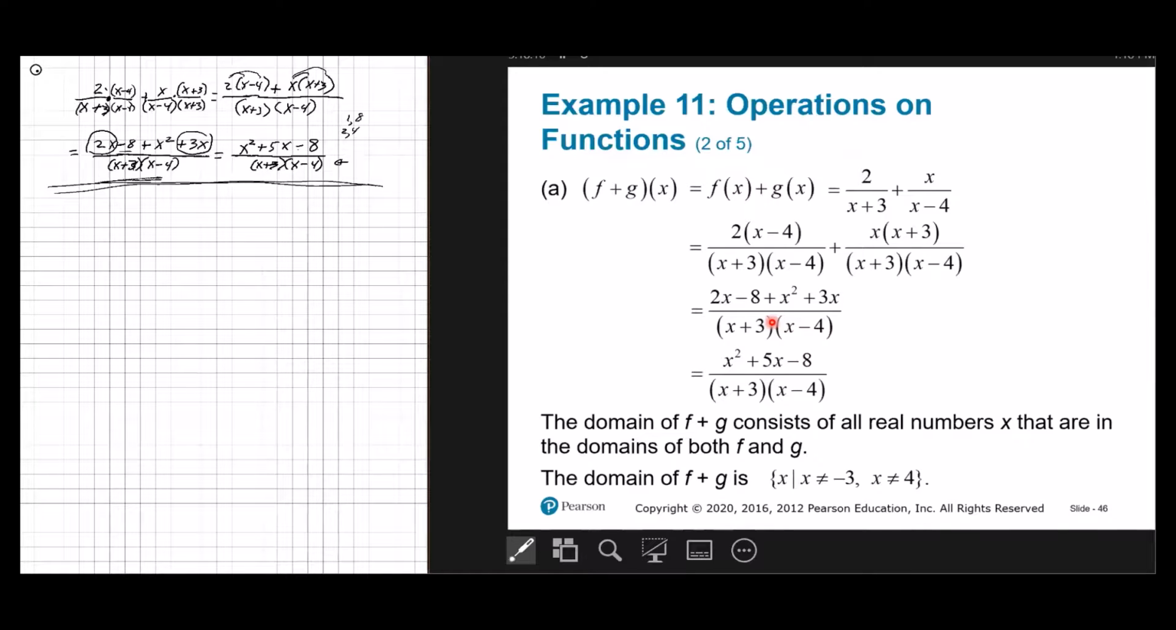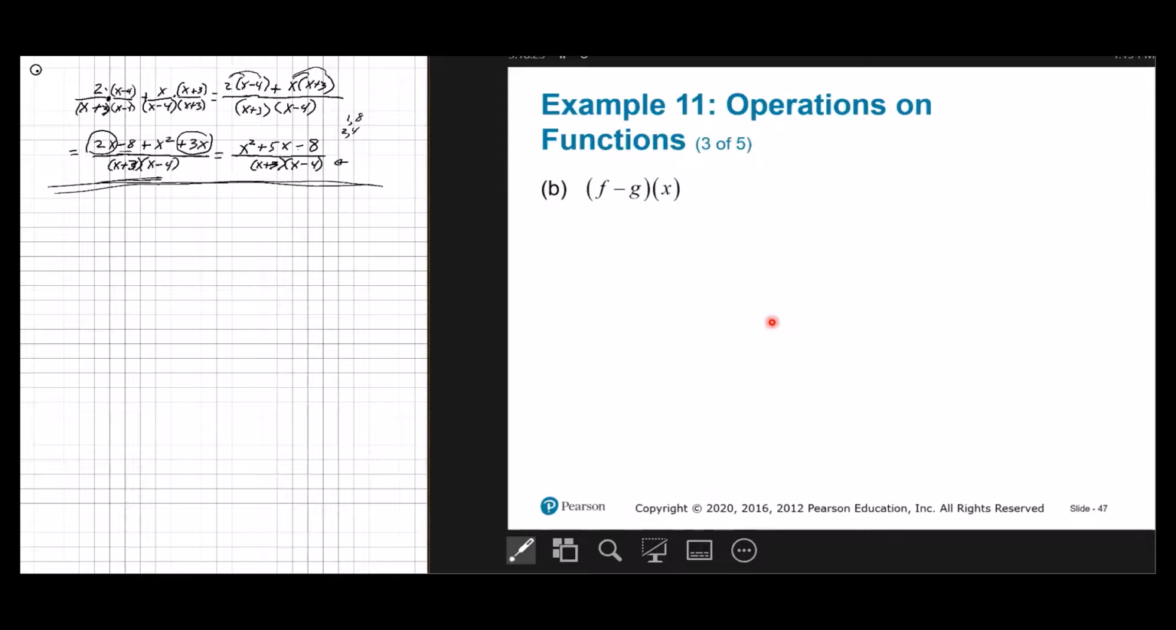Any questions here? Okay. So subtracting means we're just going to subtract those two functions. So it's going to look an awful lot like what I did up there, which is the two divided by x plus 3 minus the x divided by x minus 4.